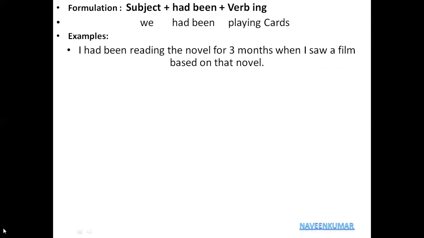So let's see the formulation. Subject plus had been plus the ing form of the verb, that is the present participle. So had been is the auxiliary verb that we use in past perfect continuous tense. Let's see a few examples. I had been reading the novel for 3 months when I saw a film based on that novel. So here, I had been reading the novel for 3 months. That action had been in progress. It had not completed when action 2 began. What is that action 2? When I saw a film based on that novel. So two actions are there, but action 1 was in progress before action 2 began.